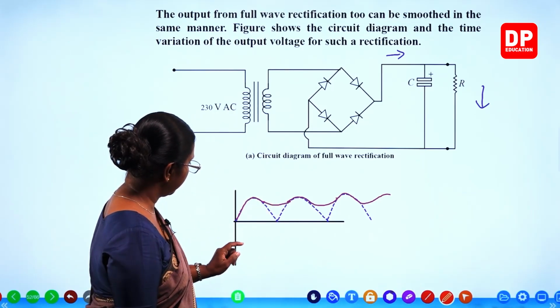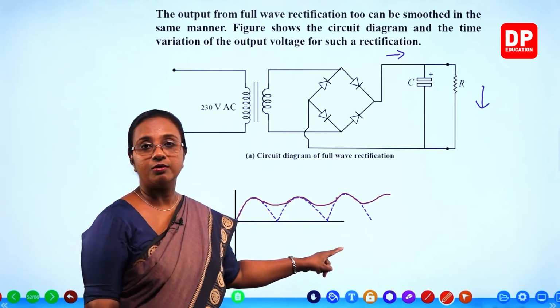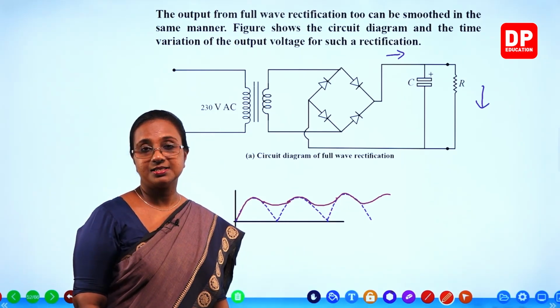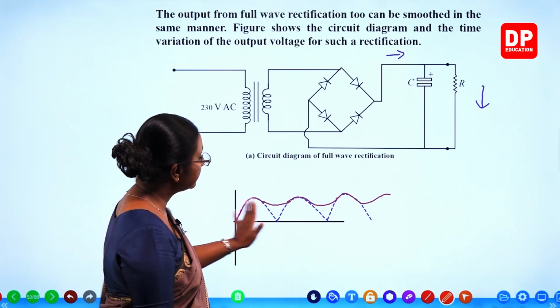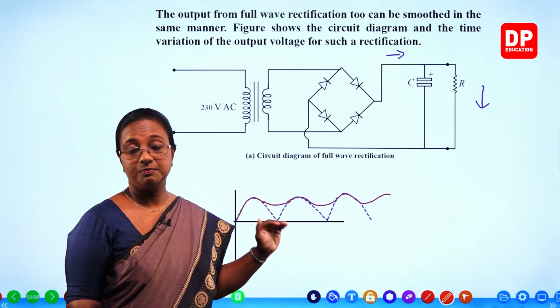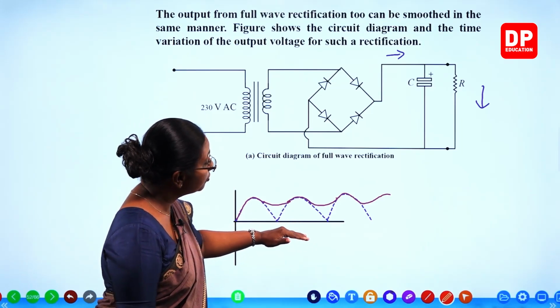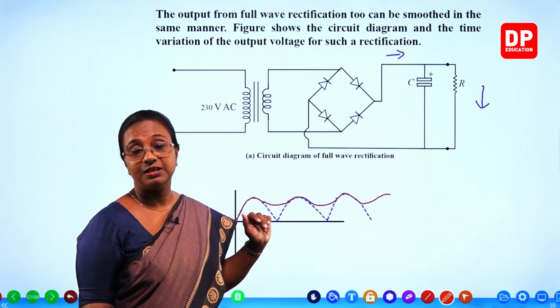So now can you see? It doesn't go down. And the fluctuation is also very much less. So then it is a better current, better for the device. So this is the smoothing of full wave rectifier.